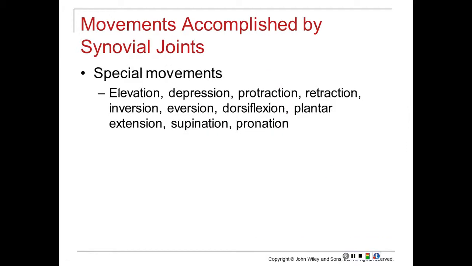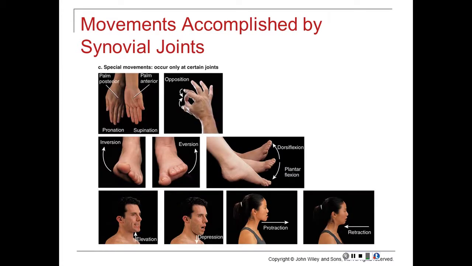There's also special movements which are specific to certain areas of the body. Elevation, depression, protraction, retraction, inversion, eversion, dorsal and plantar flexion, as well as supination and pronation. So here you see some of these movements. Pronation, when you're turning your palm face down or backward. Supination is when your palm is facing up or facing forward.